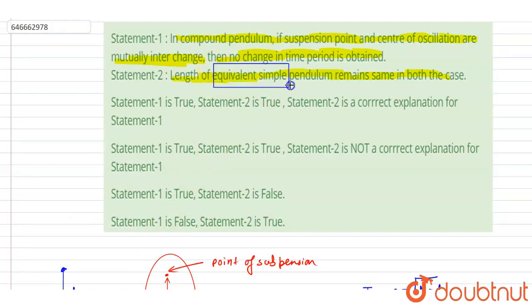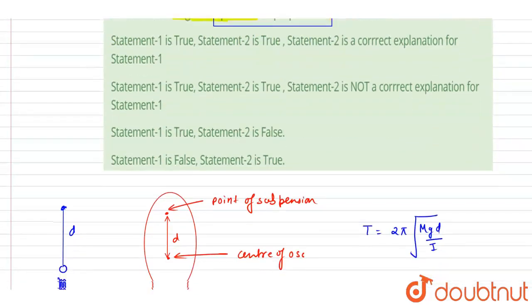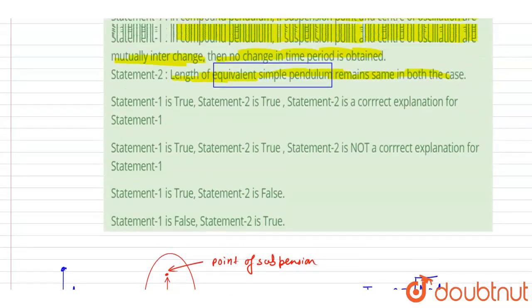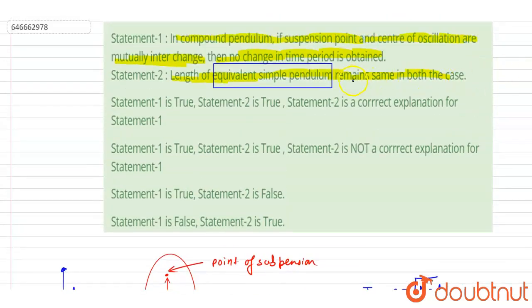So simple pendulum, we know that in case of simple pendulum, what we write down, it is 2 pi under root L by g, right? And you can also see here, you can just replace this complex system by a single mass connected with a string of length d, right? So in both the cases, the length of the equivalent simple pendulum will remain the same, right? So the reason is the correct explanation as well, and both the statements are true. So A is the correct answer.